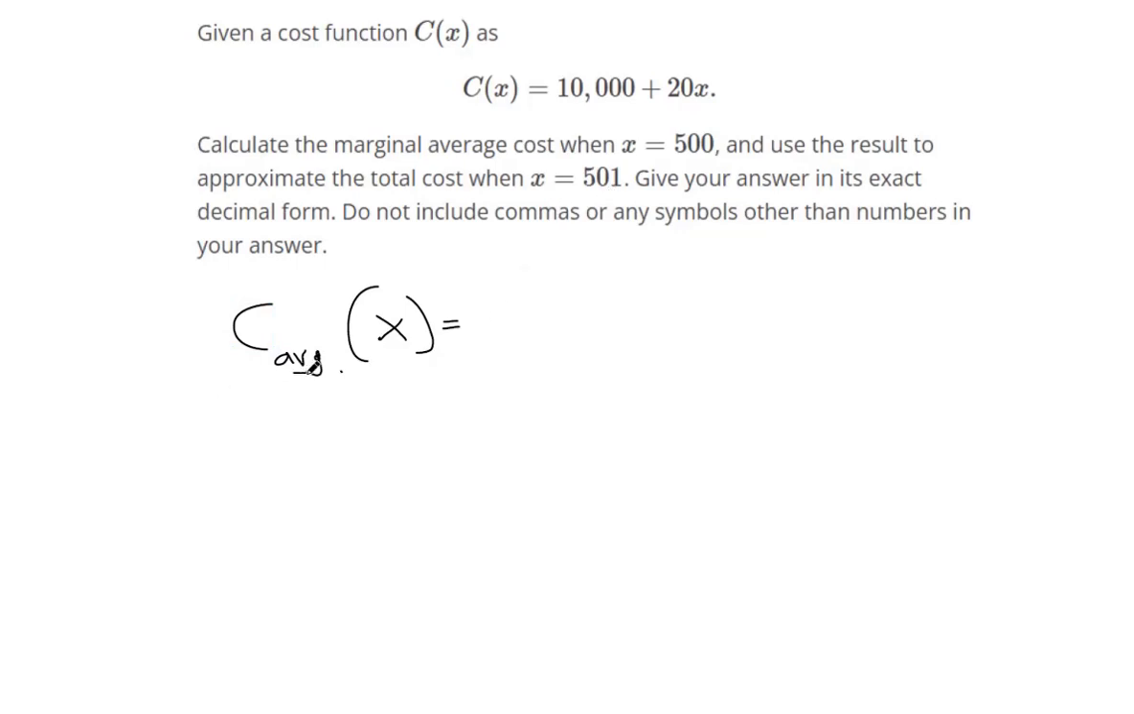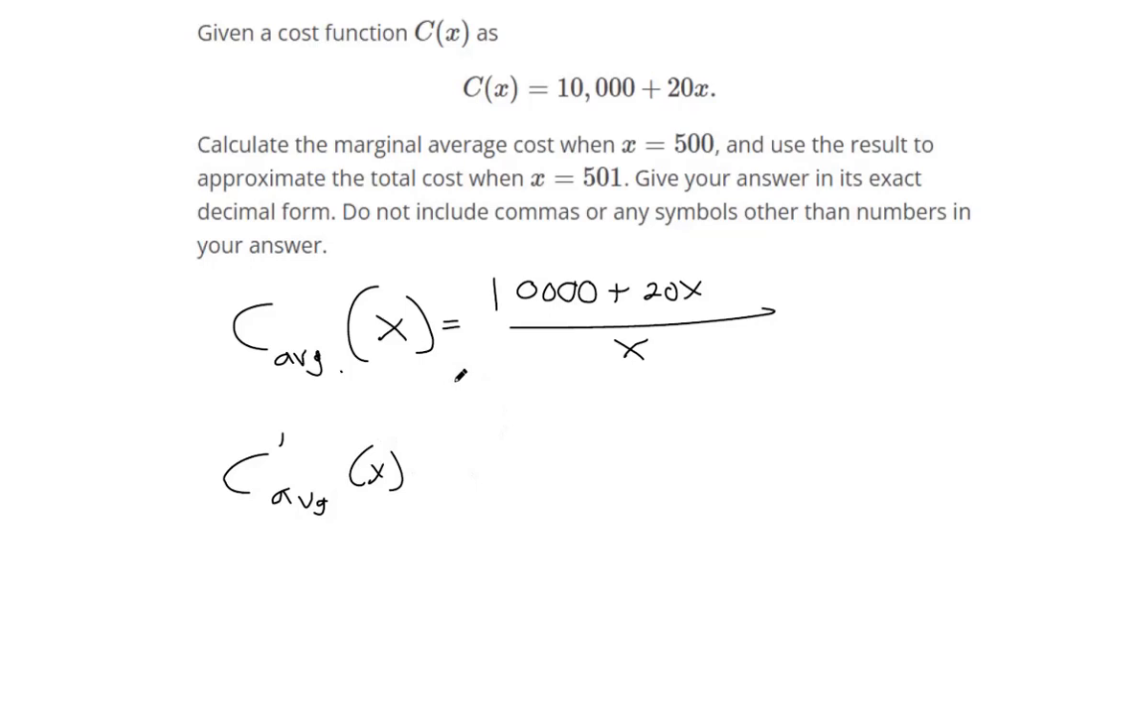So to find out the average, we want to take the cost, which is 10,000 plus 20x, and then divide it by x. And that's the average cost. So we want the marginal average cost. So we want a derivative of this function.